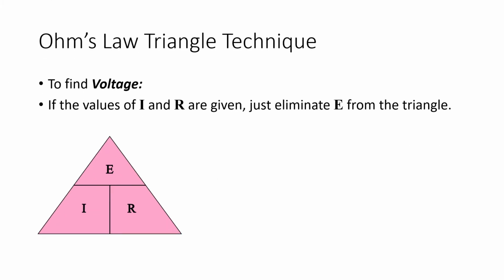Lastly, if the values of I and R are given and you wish to determine E, eliminate E and see what's left. Now, eliminate E. Hence, what's left are I and R, or current times resistance.